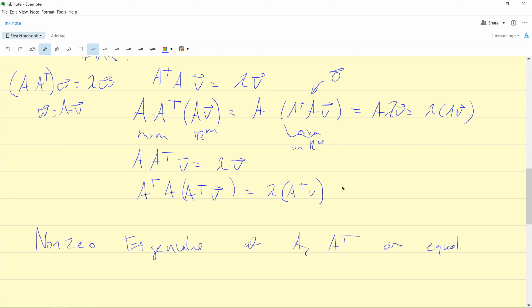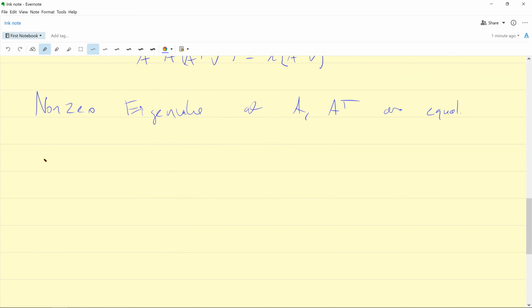Okay, let's go back to the problem we're working on Monday. Let me pull it up real quick. So you're trying to find the SVD of A equal to 3, 2, 2, 2, 3, negative 2, with the negative 2 in the bottom right.